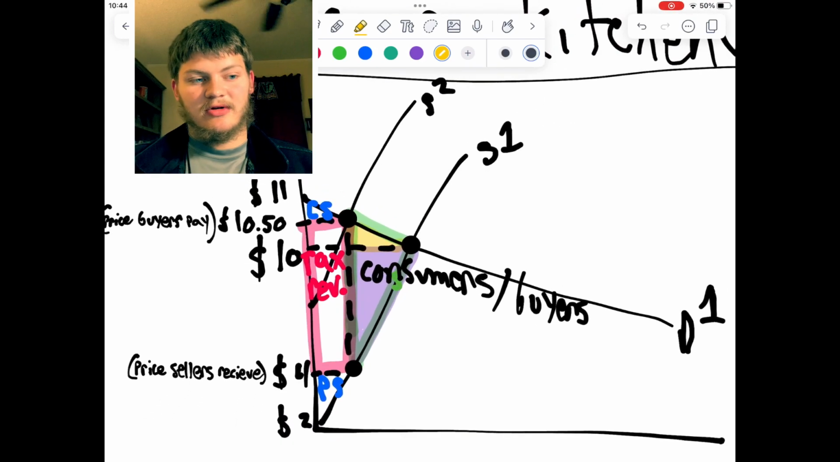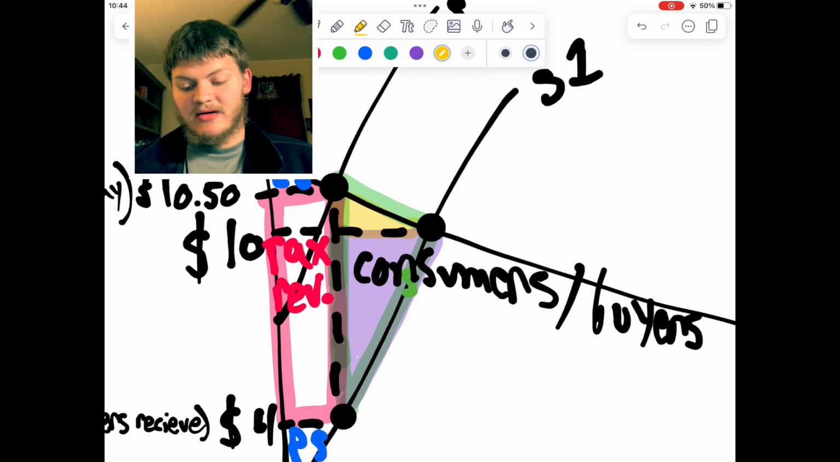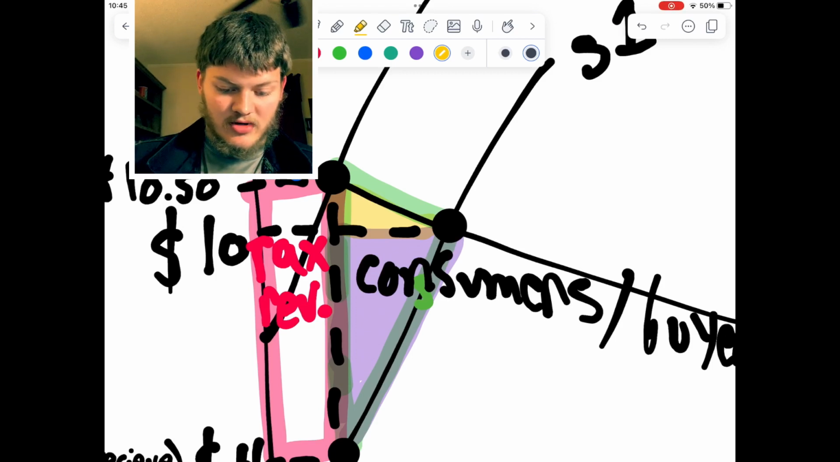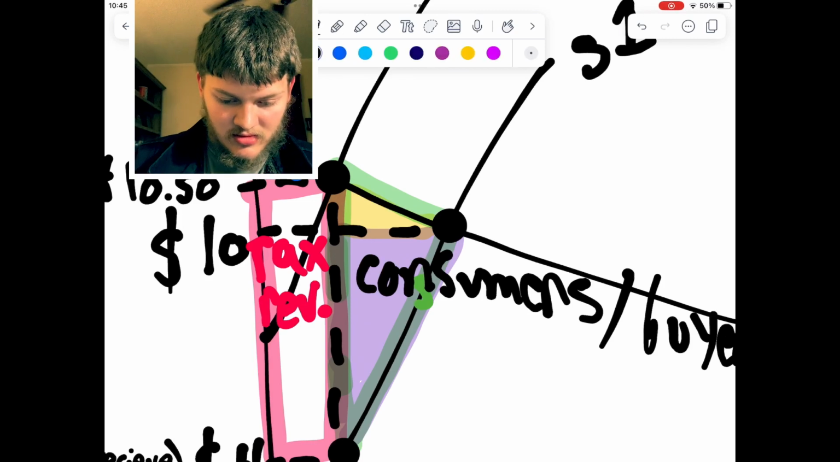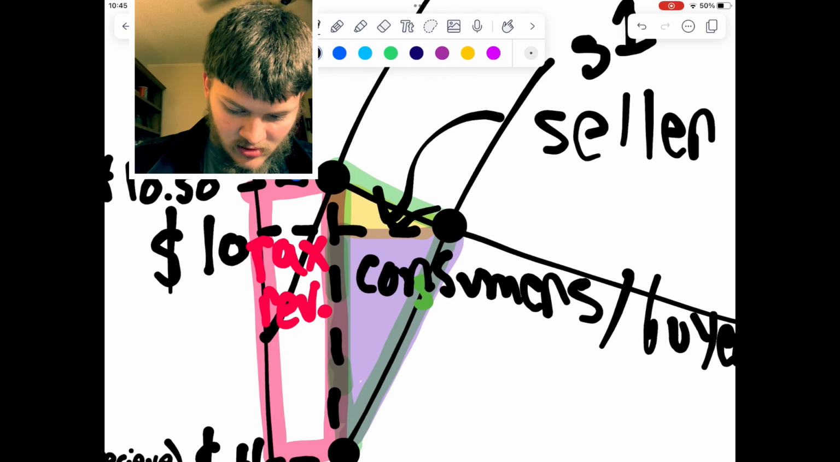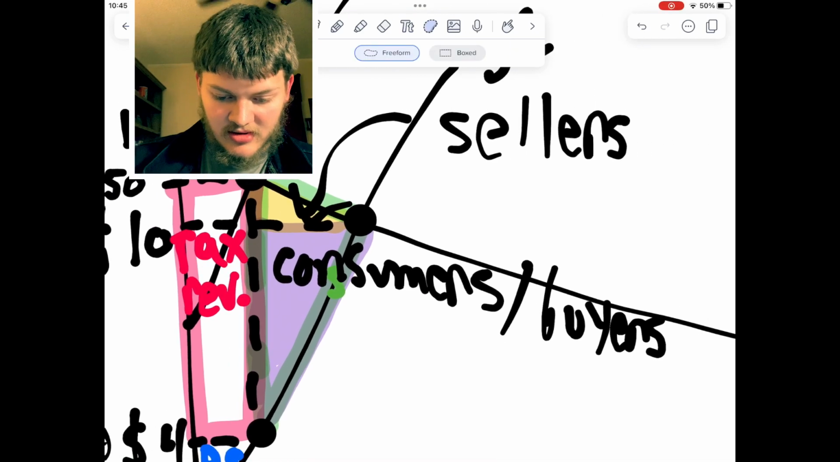They both lose because their surplus decreases, but in this case, because of the inelastic supply curve, most of the suppliers are going to stay in. The buyers have more freedom. They can easily drop out of the market, and that's why the tax wedge, most of it is that purple region where the buyers drop out. Just some of it right here, that's the sellers. That little yellow region. And hopefully that makes sense.